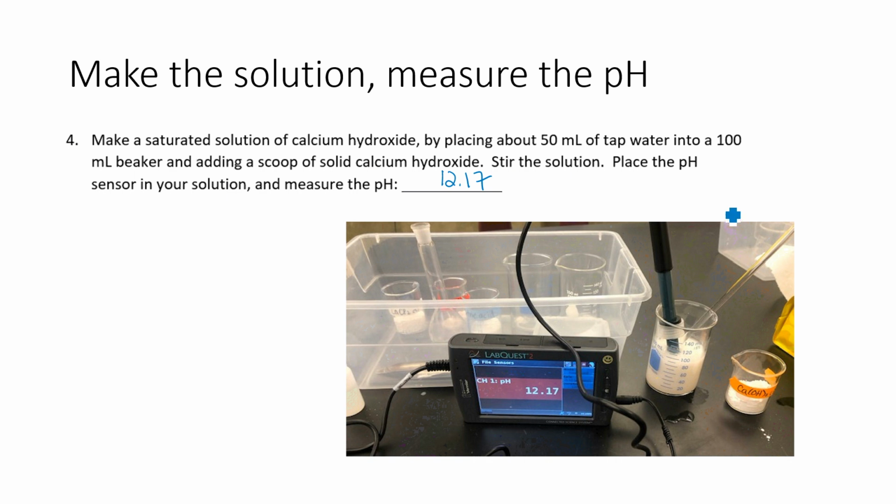Notice how you can tell this solution is saturated because it is not clear, so it's not transparent. That means there is still solid present. And if there's still solid present, that's a clue that the solution's saturated. So you've dissolved as much as you can, and there is going to be some leftover solid present.